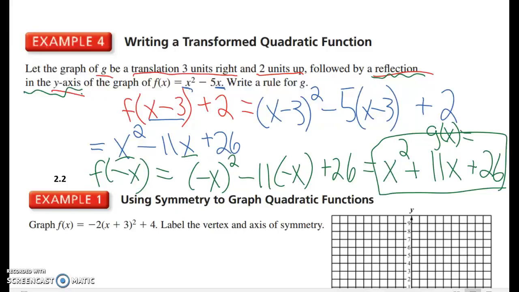If you're not sure how we expanded this right here, make sure you know how to distribute and FOIL with the x minus 3 squared, and then combine like terms. And if you're lost on any of these other parts, check your journal to see how we translate 3 units right, 2 units up, and a reflection in the y-axis.